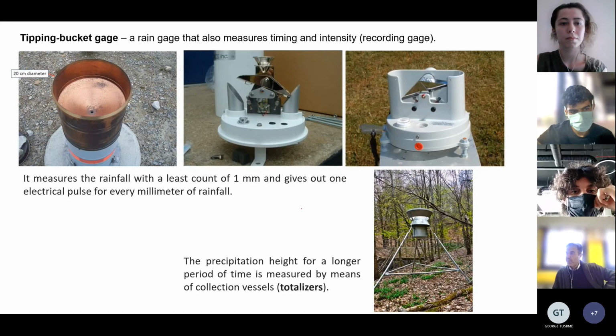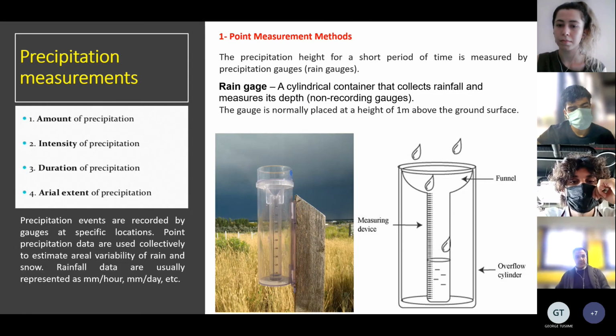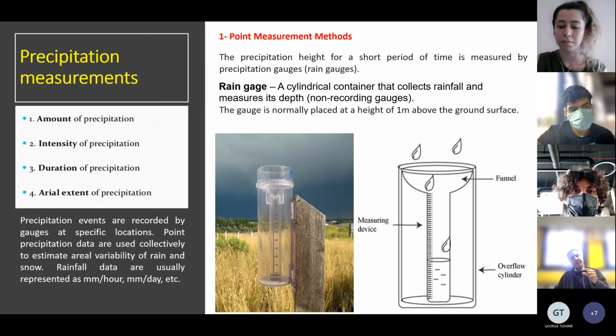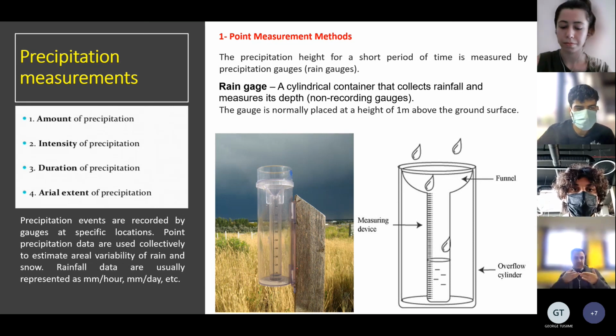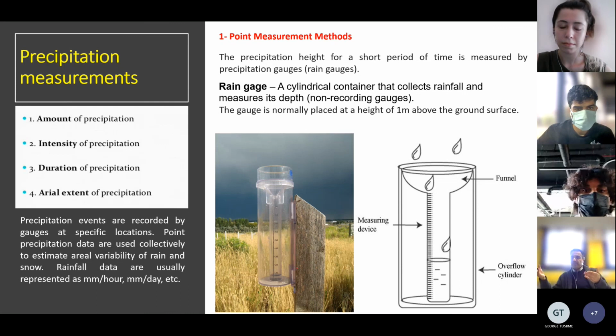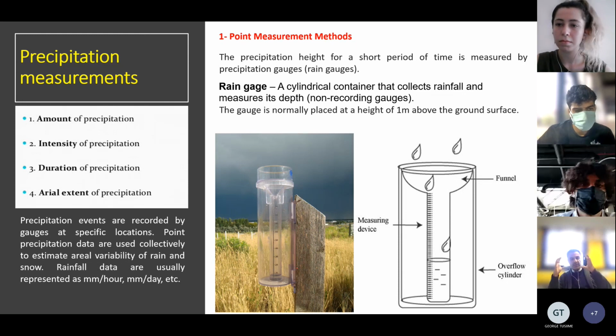Here I said this is non-recording. Non-recording means that this gauge gives you the total amount of precipitation at one event. It does not give you how much precipitation you had at every second or every minute. For example, when a precipitation event starts, its intensity increases, then decreases, then ends. But this classic rain gauge only gives you the total amount of rainfall after the end of the event.